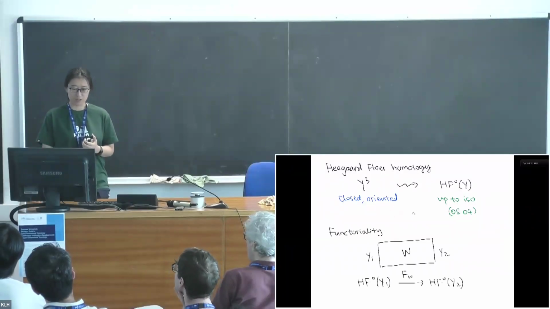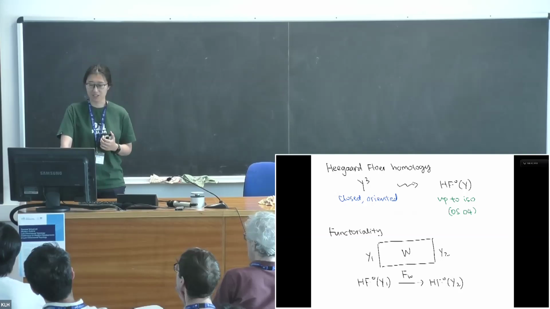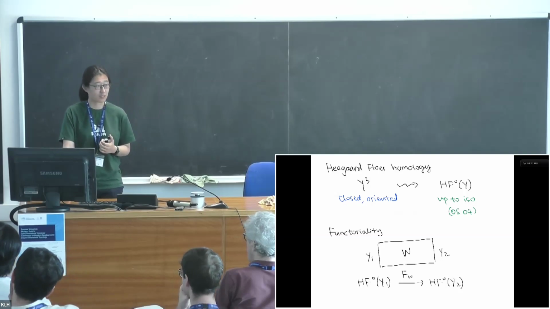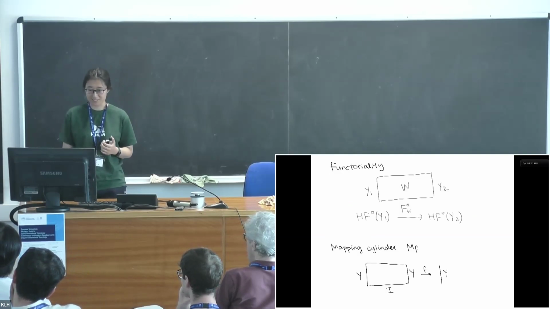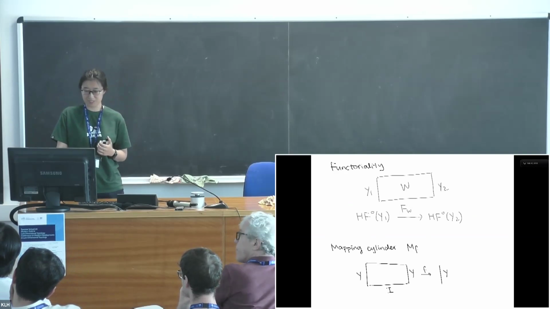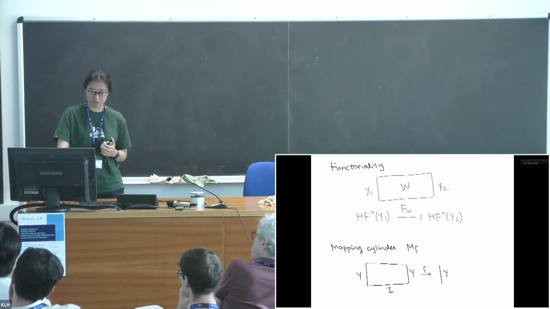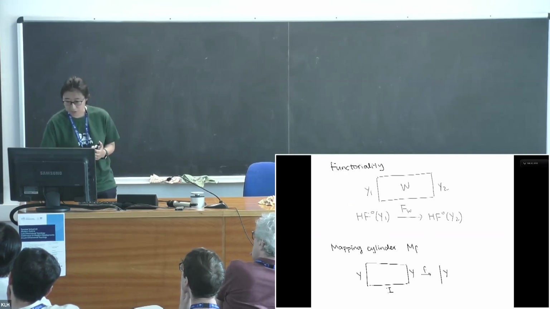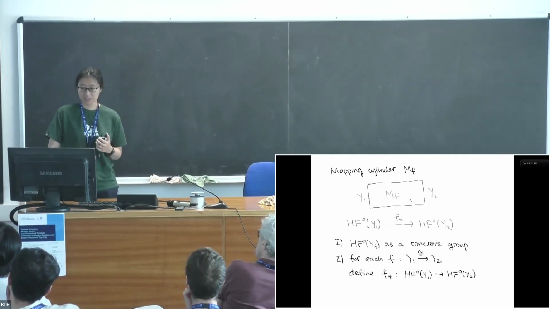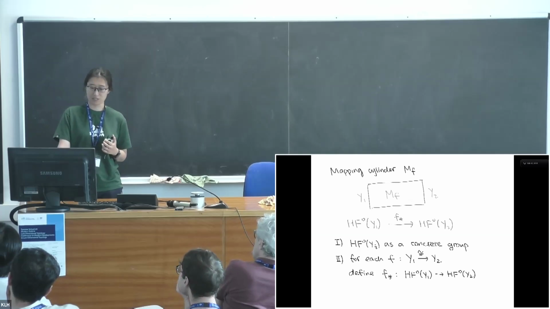But it would be nice to have functoriality, by which we mean that we have a cobordism from a three-manifold Y1 to another three-manifold Y2, and we want this cobordism to induce some map on the Heegaard Floer homologies. The simplest cobordism would be the mapping cylinder, where you take a three-manifold Y cross I and glue it to another copy of Y using some self-diffeomorphism of the three-manifold. At least for these, we want to have an induced map on the Heegaard Floer homologies.